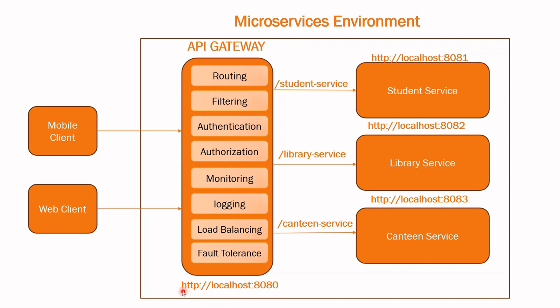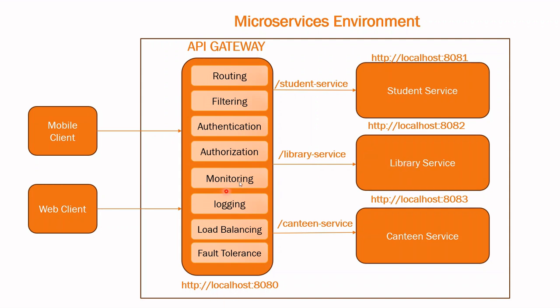If you want to hit an API from the library service with the help of the API gateway, then you can make the URL like http colon double slash localhost colon 8080 slash library service. That means it will route to your library microservice. And if you want to get all the books available inside the library service, then after slash library service you can add slash get books.